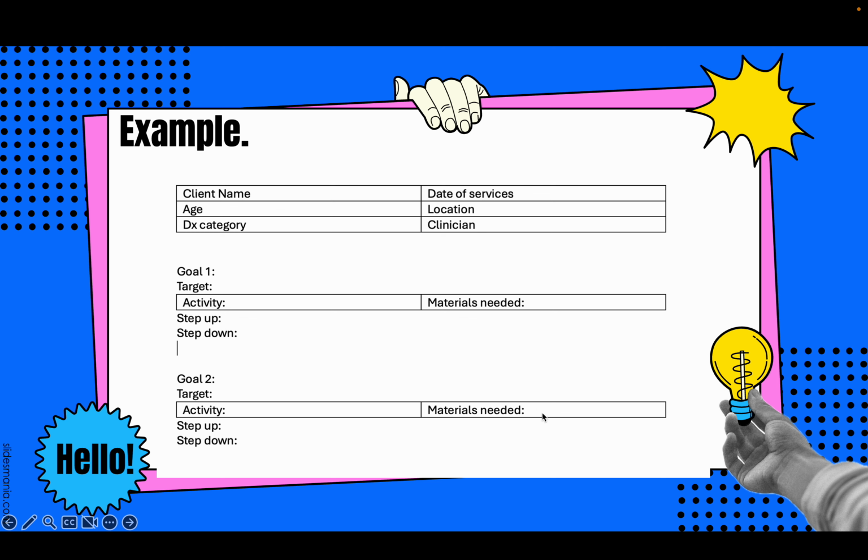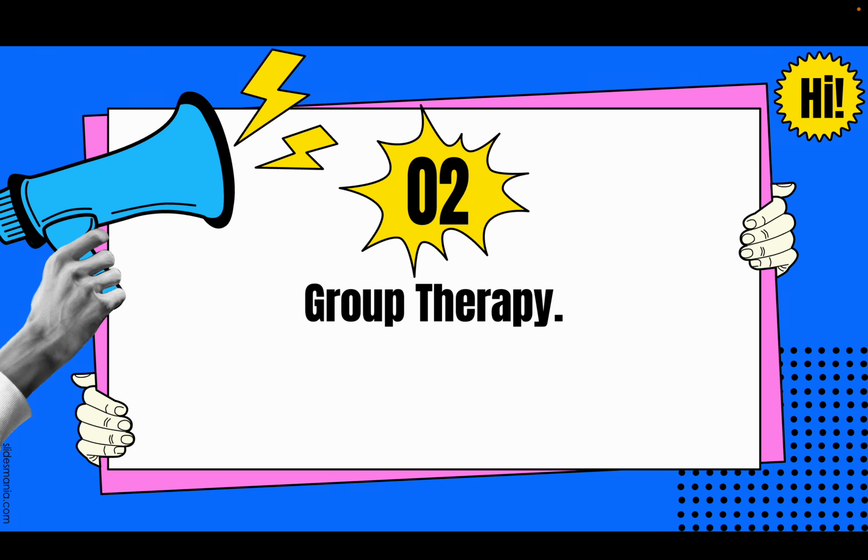And the activity and the materials could be the same. So like the SpongeBob storytelling, that could be the same activity and the same materials, but how are you targeting this goal in this activity? Okay, so hopefully that makes sense. We're going to practice templates in class.